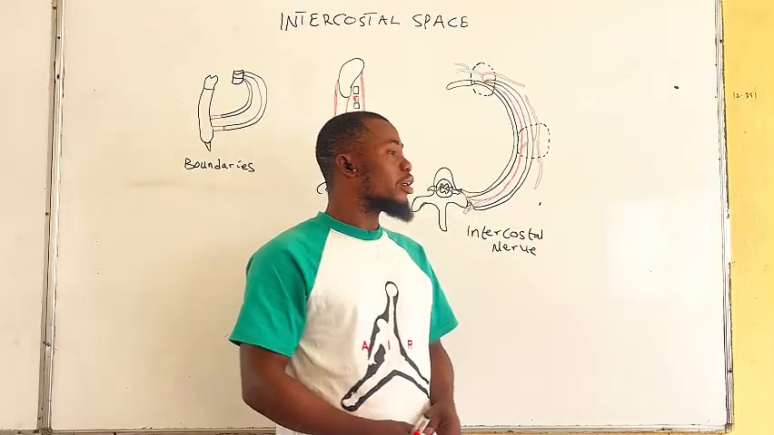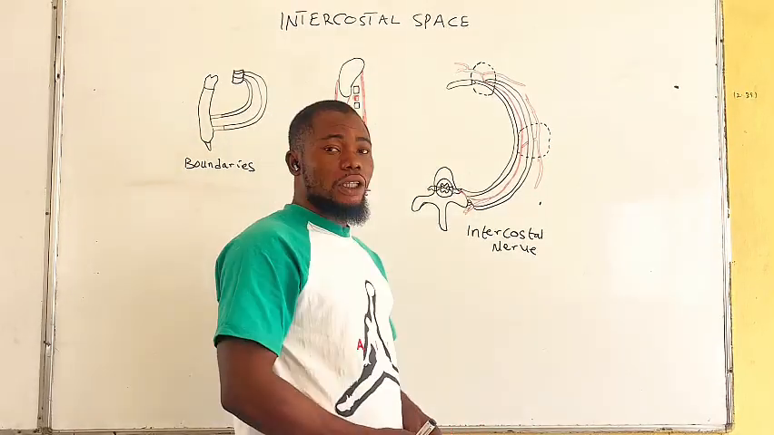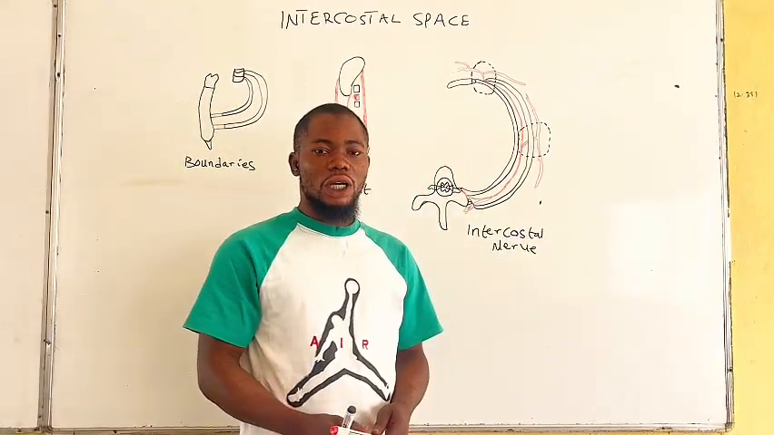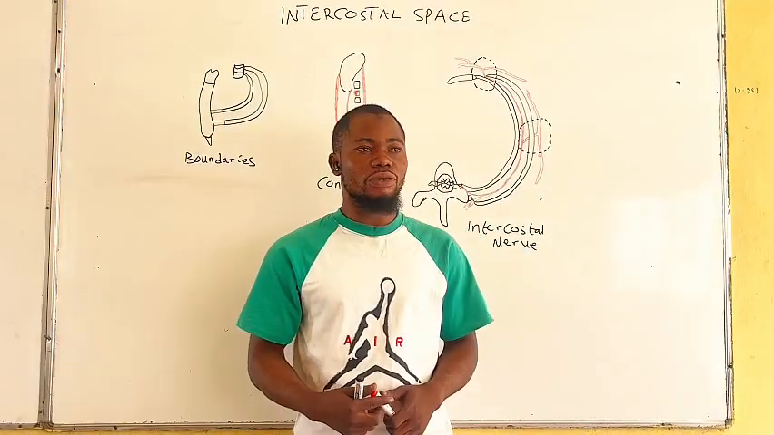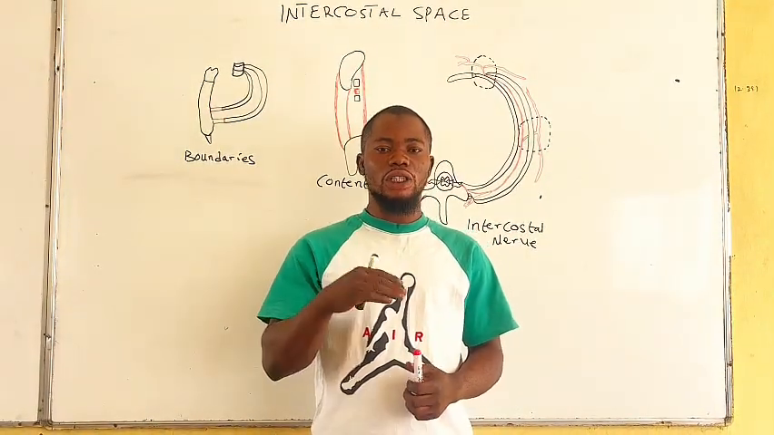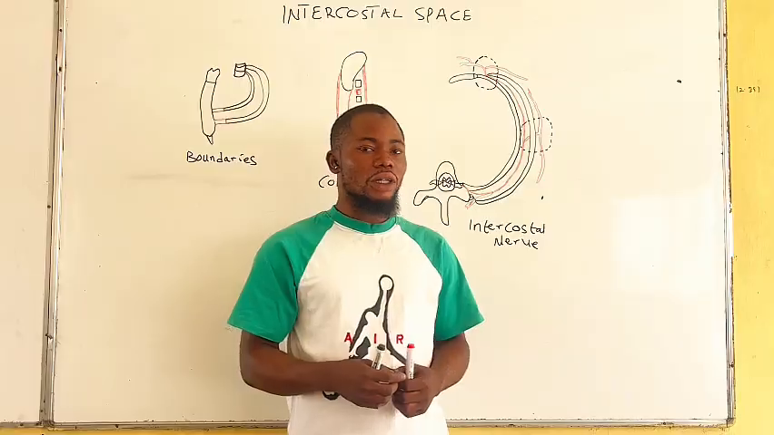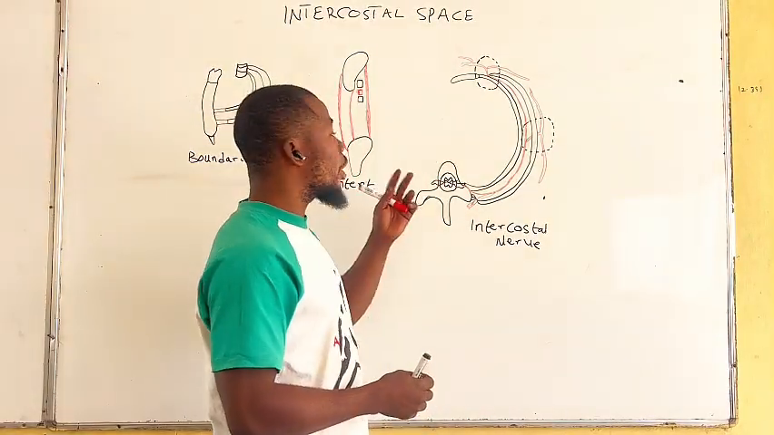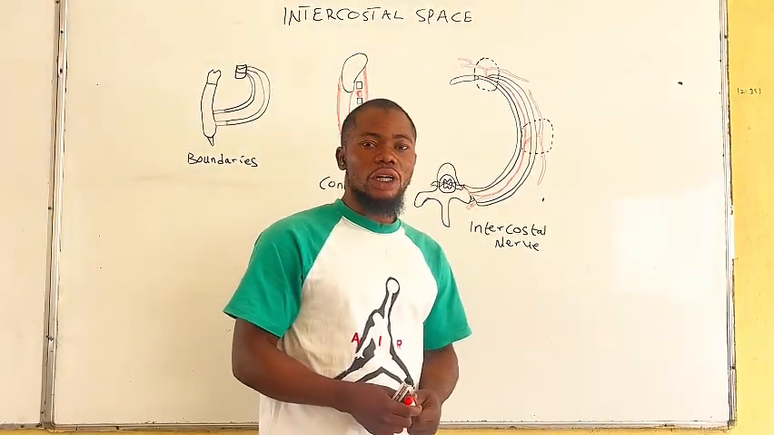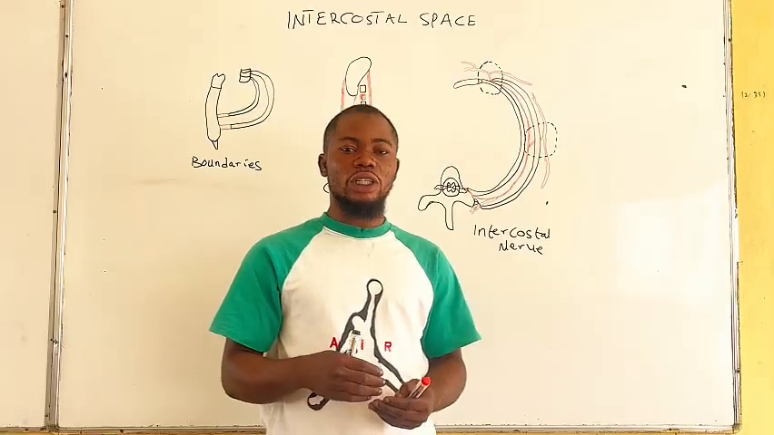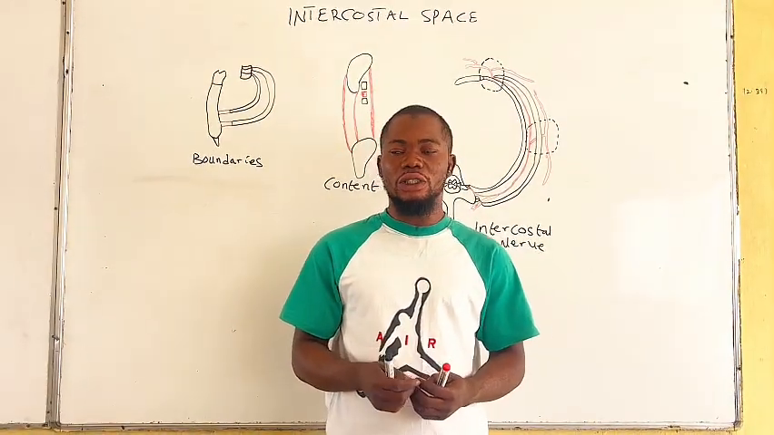In today's class, we'll be discussing intercostal space. As we all know, there are 12 pairs of ribs, and in between these ribs, there are spaces. Those spaces are what we call intercostal space. The intercostal spaces are the spaces that are situated between two adjacent ribs.